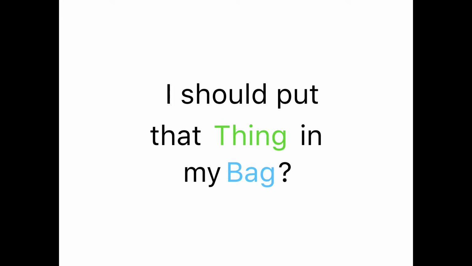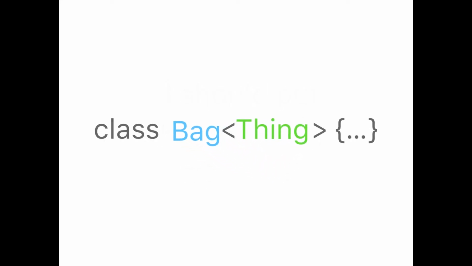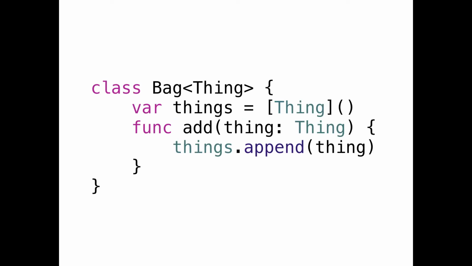And some of you might see where this is going. We're going to make bag generic over things. So that might look like this. We've got a bag of things, and we have this what's called a generic identifier, like a type identifier. And we put it inside these angle brackets to show that it's something different than other classes.